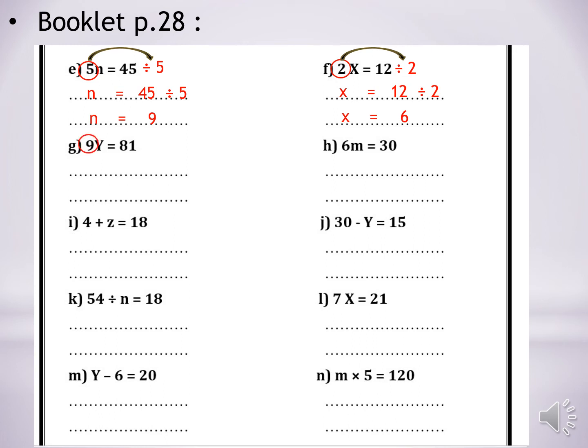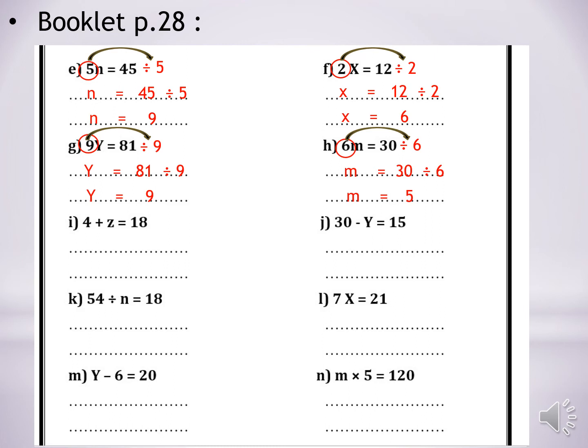Circle the number, take it to the other side with the opposite sign. So y equals 81 divided by 9. And 81 divided by 9 equals 9, so y equals 9. 6m equals 30. Circle your number, take it to the other side with the opposite sign. The opposite of multiplication is division, so it will be divided by 6. So m equals 30 divided by 6. 30 divided by 6 equals 5, so m equals 5.